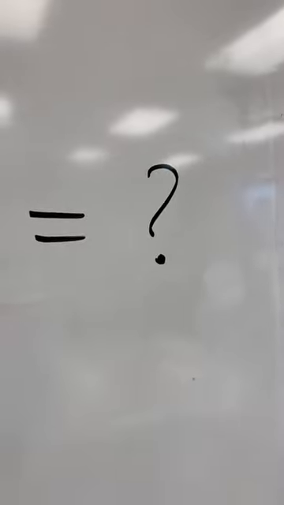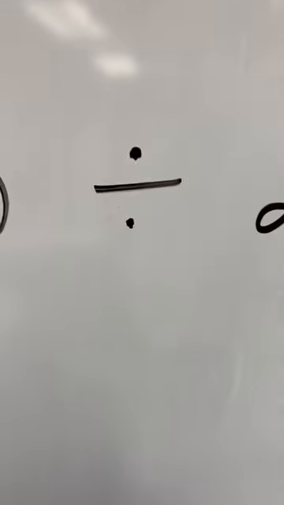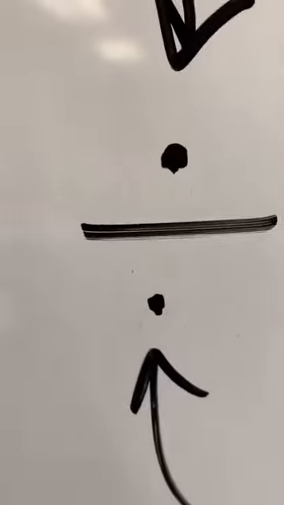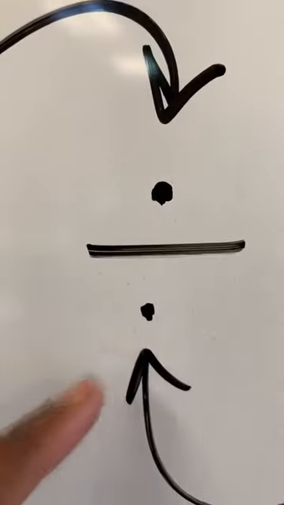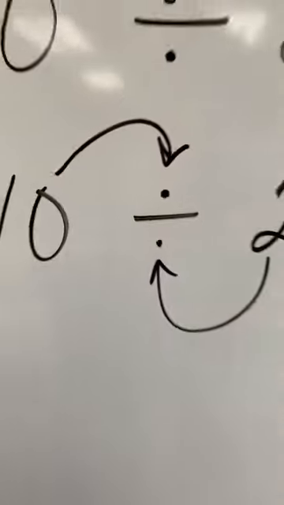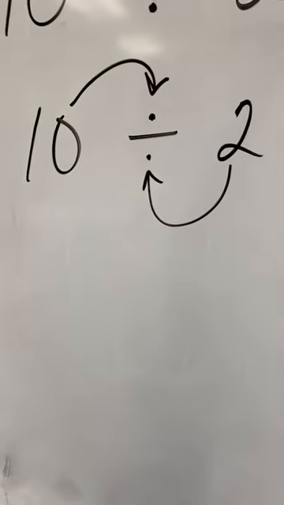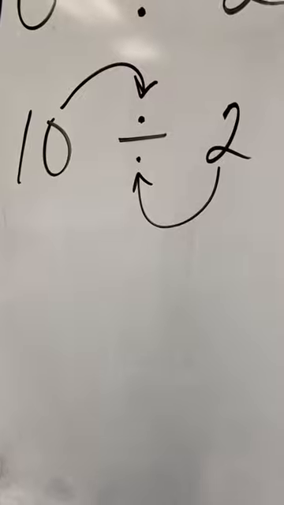So this says 10 divided by 2 equals question mark. I think everybody knows the answer to that. So 10 divided by 2 is equal to 5. But I want to focus on that symbol right there. The division symbol itself is a fraction if you think about it. That dot represents the numerator while that one represents the denominator. So when you see 10 divided by 2 is equal to 5, we can change that into a fraction form with 10 over 2 equals 5.